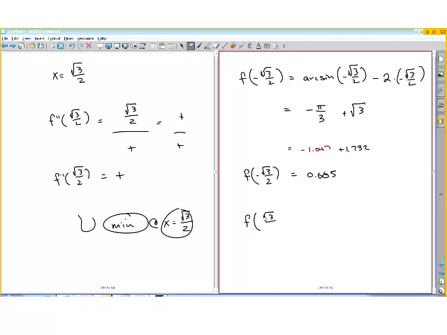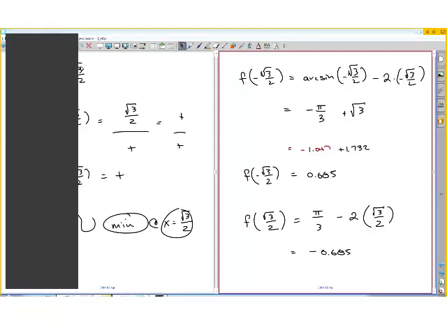And then the second critical number is the square root of 3 over 2. The angle whose sine is the square root of 3 over 2 is positive pi over 3. And then we get negative 2 times positive the square root of 3 over 2. The only thing that happens is it becomes negative 0.685. So this is obviously a maximum, and this is a minimum, which agrees with what we just did here. So everything's wonderful so far.